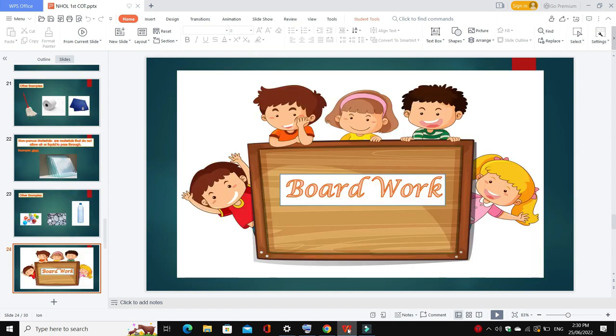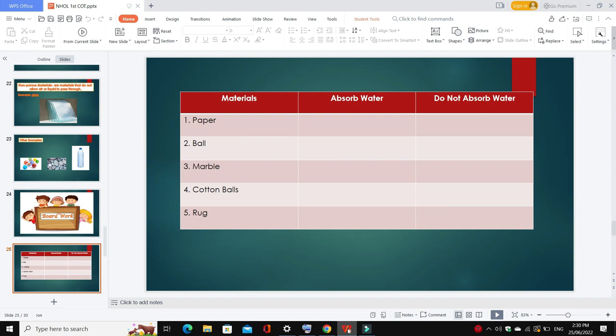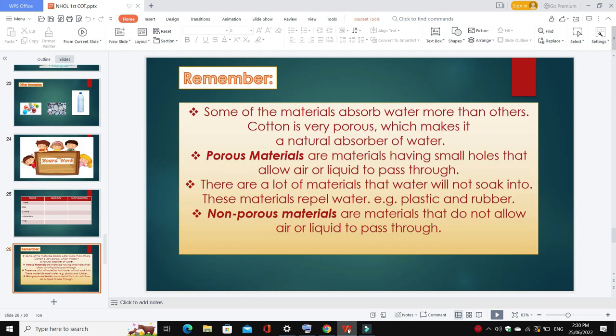Board work. Find out if the following materials absorb or do not absorb water. The materials are paper, ball, marble, cotton balls, rug. Remember, some of the materials absorb water more than others.